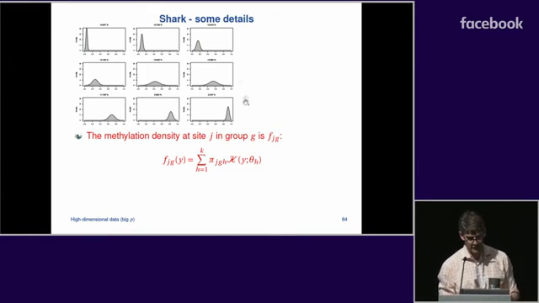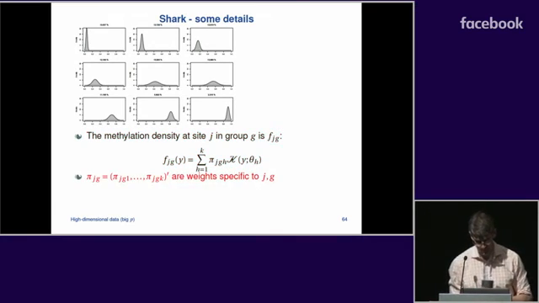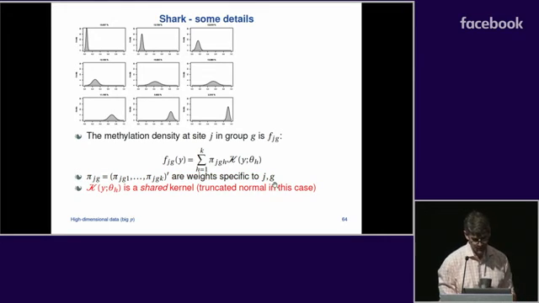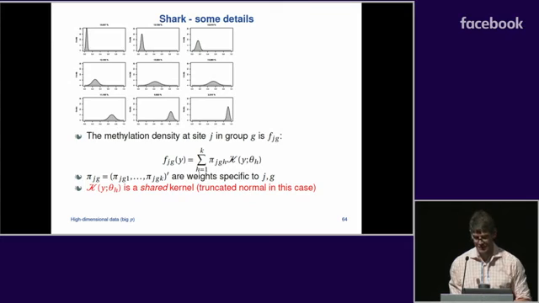And so we're going to learn a fixed set of kernels and then put a posterior distribution characterizing uncertainty on the weights, with the weights varying across the different sites and groups. Okay, and so that's going to be the game. So these weights, pi_jg, are weights specific to site J, group G. And K is a shared kernel. So here we use the truncated normal. We can use any sort of fancy kernel.